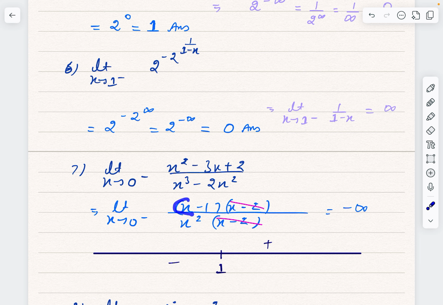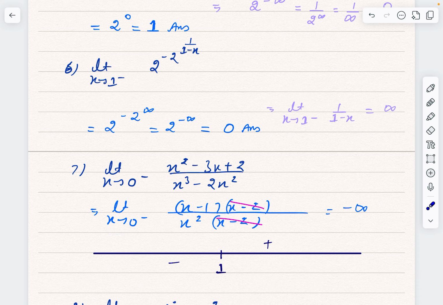So you can see 1 is the only point which you have to plot on the wavy curve, the number line. You get 1, positive, negative. So when x is slightly less than 1, that means on the left of 1, the value is negative.